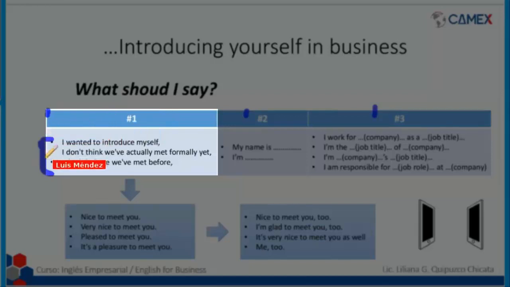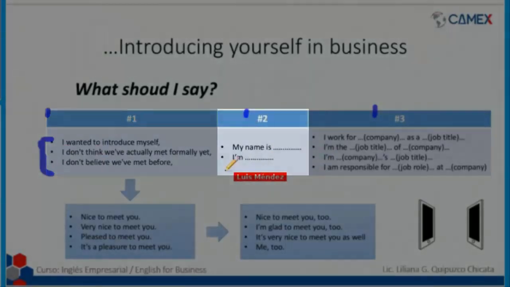After you say this brief introduction, you say who you are. In this case, my name is Liliana Kipusco. It is very important that every time you meet someone, especially in business, you say your name and your last name. So I would say, my name is Liliana Kipusco. Or maybe another option is, I am Liliana Kipusco.